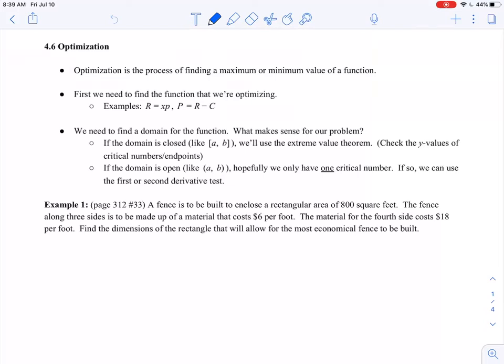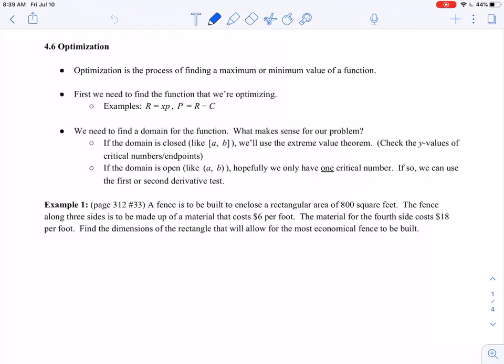To me, optimization is sort of the grand finale of Calculus 1. It's sort of the really big, exciting conclusion of why we talk about derivatives. It gives it a really practical meaning. It's one of my favorite sections here.